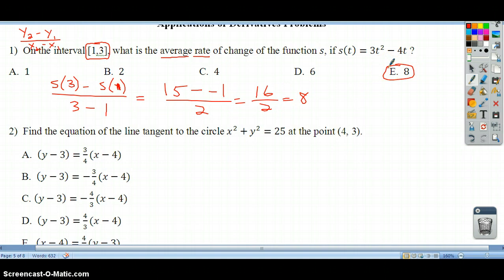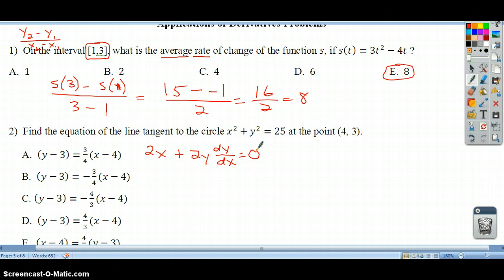Find the equation of the line tangent to the circle, x squared plus y squared equals 25 at the point 4, 3. Okay, so we're going to take the first derivative. That's how we're going to get our slope of the tangent line. So we're going to say 2x plus 2y dy dx equals 0.